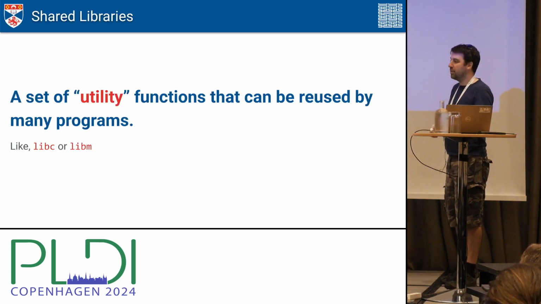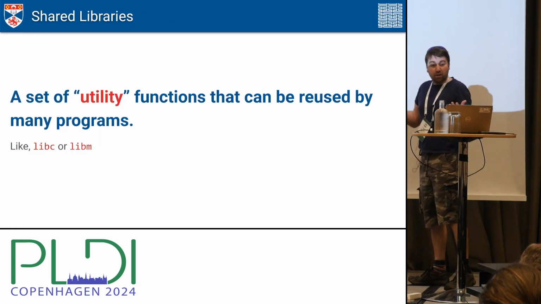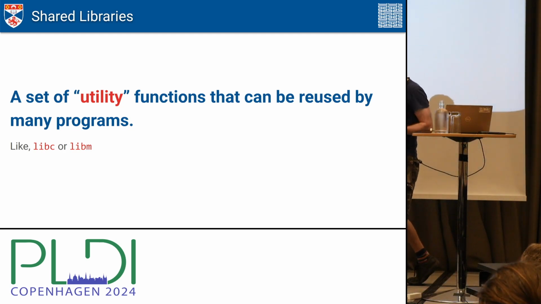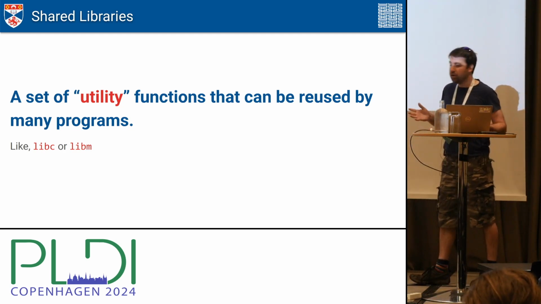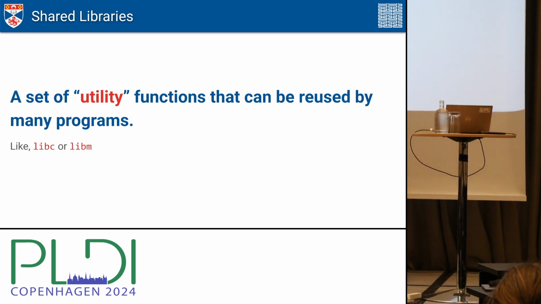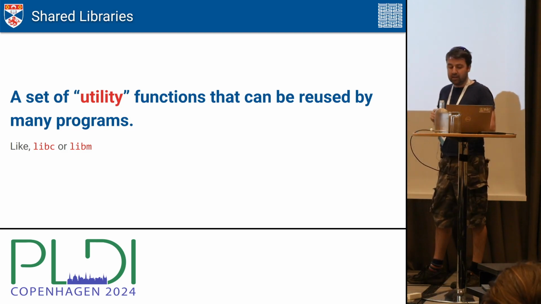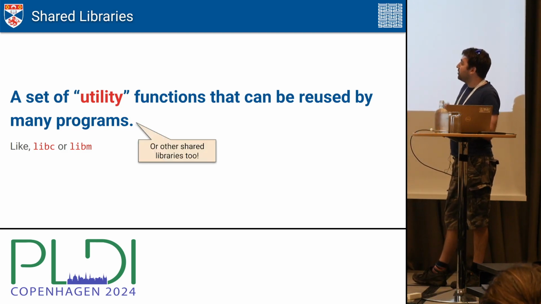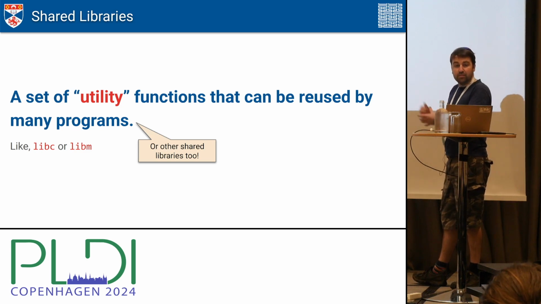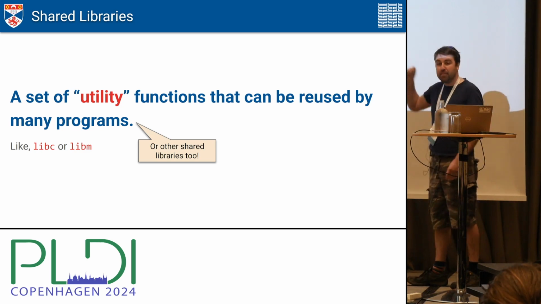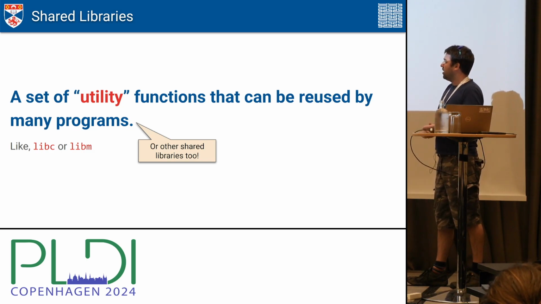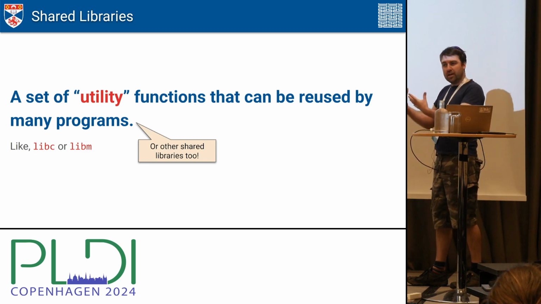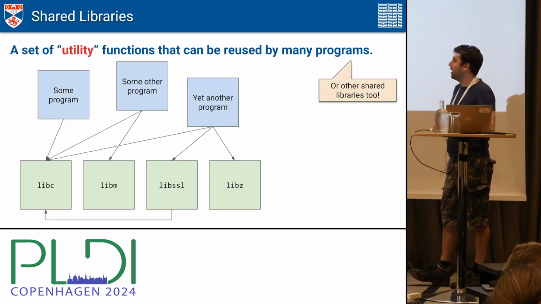What about the shared library side of things? I think we could all agree that a shared library could be defined like this: a set of utility functions that can be reused by many programs. Examples of shared libraries are libc, the C standard library, or libm, the maths library that you might link your program against. Shared libraries themselves can depend on other shared libraries as well. Like libm might depend on libc, the C runtime as well. So programs can depend on shared libraries, and shared libraries can depend on shared libraries.